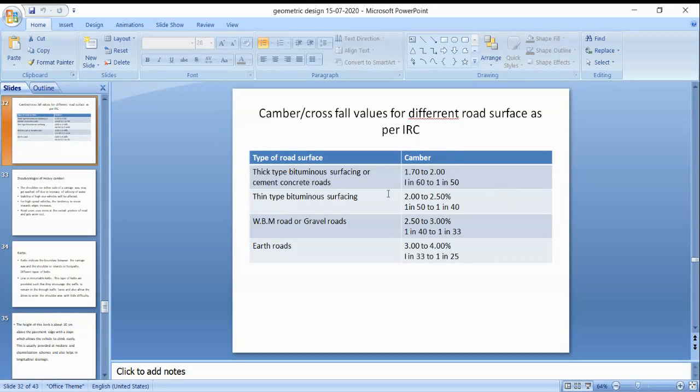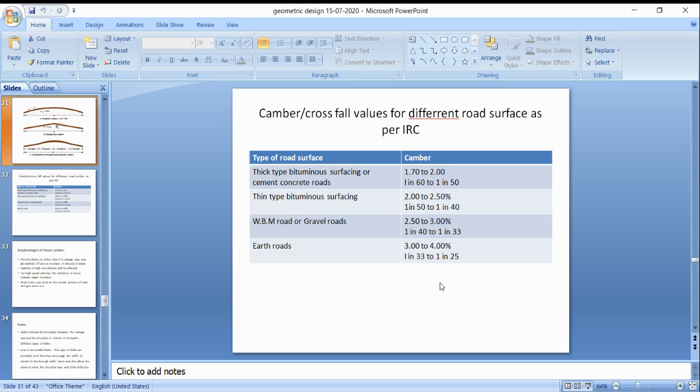For the thickness of the bituminous camber, the gradient we can say is 1 in 60 to 1 in 50 for the bituminous or cement concrete roads. For the thin type of bituminous surface we have to provide 1 in 50 to 1 in 40, and for water bound macadam or gravel roads we can provide 1 in 40 to 1 in 33, and for earth roads we can provide 1 in 33 to 1 in 25.